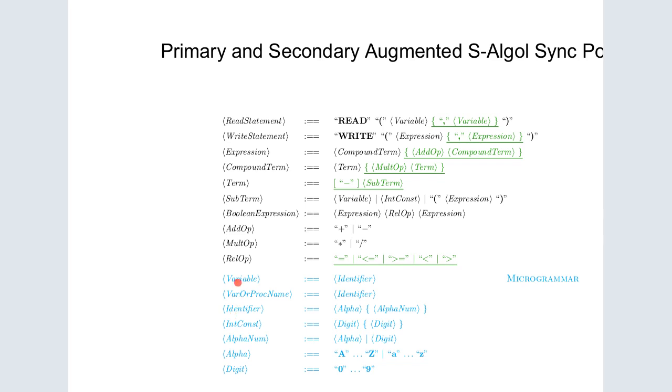You could have a parse variable, but you probably don't need it. You don't have any parse int const or parse alpha num or parse alpha or parse digit, because all of this stuff describes the so-called microgrammar of the language. And this is the stuff that's basically handled for you by the scanner. So the scanner can generate tokens for integer constants. So it can assemble an integer constant by itself. It doesn't need to know the grammar. And it can also assemble identifiers for you automatically.